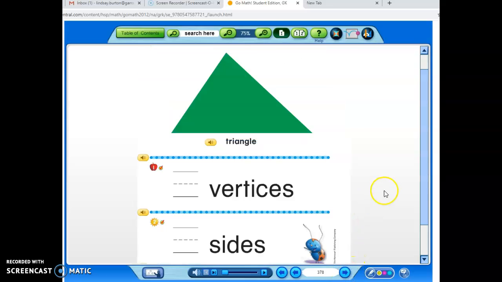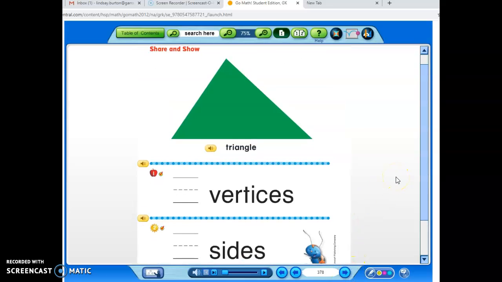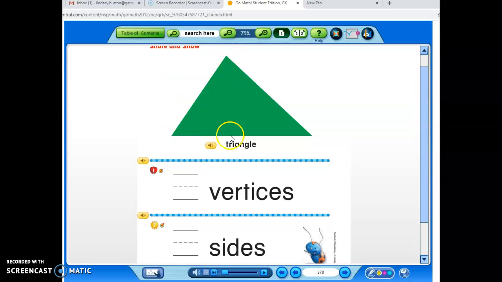All right, we're going to open up to the next page that looks like this. What is this shape called right up here, this big green shape with 3 sides? It is a triangle. So we're going to answer some questions about that triangle. We're going to help describe it.